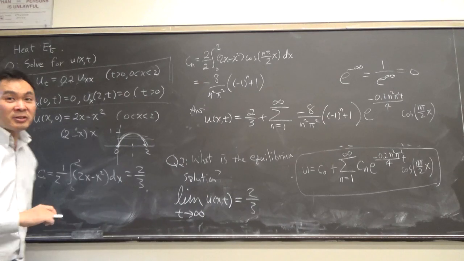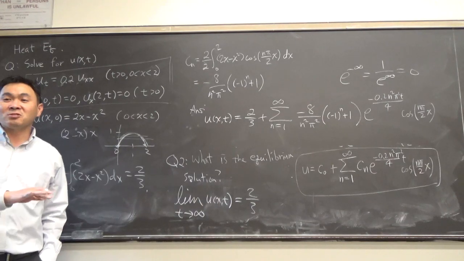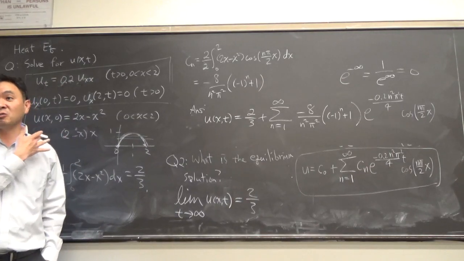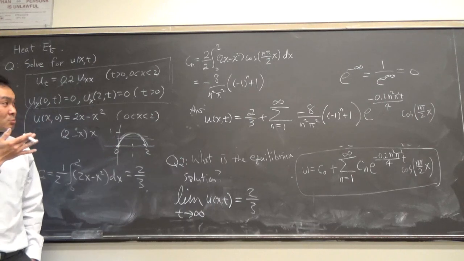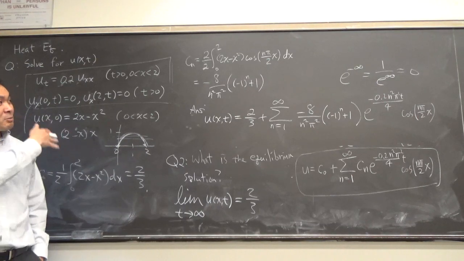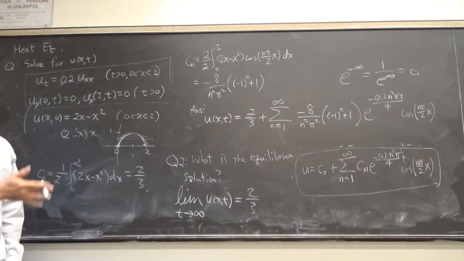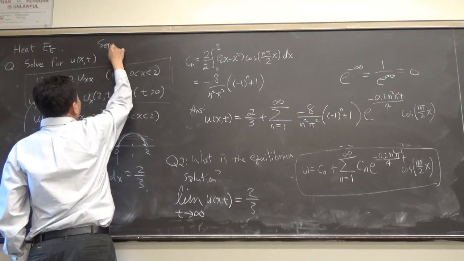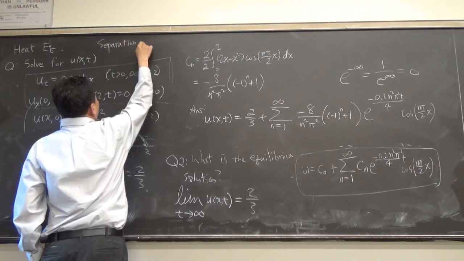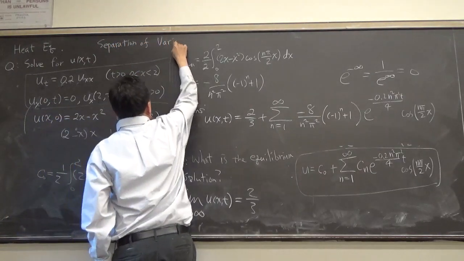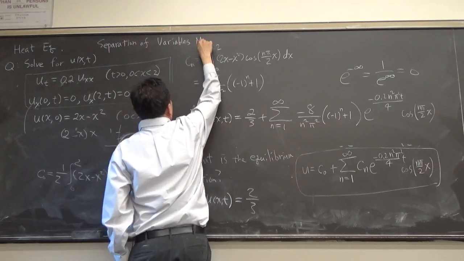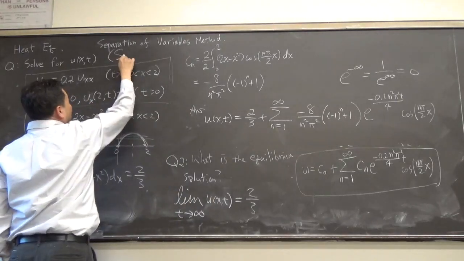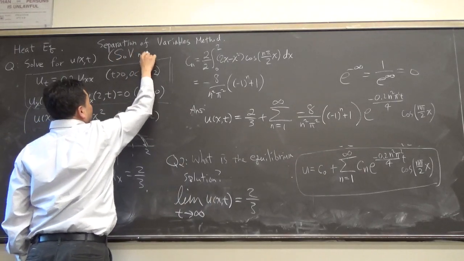So hopefully you didn't just learn the method, but this all made sense physically. You need to have the physical intuition behind all that. But the entire method that we did so far has a name. All this is called the separation of variables method. And in short, people just say SOV method.